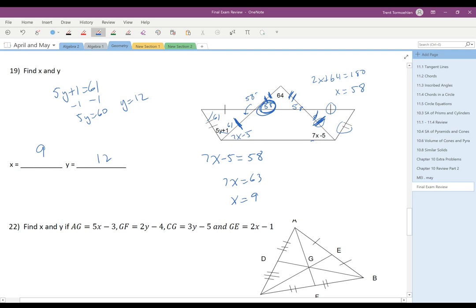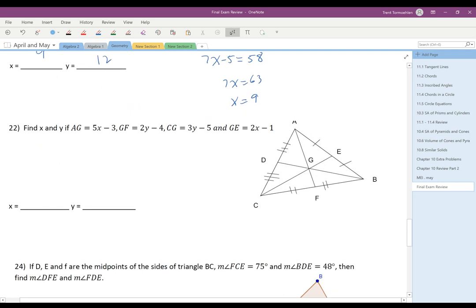For number 22, well, these markings tell us that all of these are midpoints, which means G is the intersection of the medians, and the intersection of the medians is the centroid. And so we know that G is the centroid. And our centroid theorem says that GF, this length, is exactly half of AG, or twice GF equals AG.